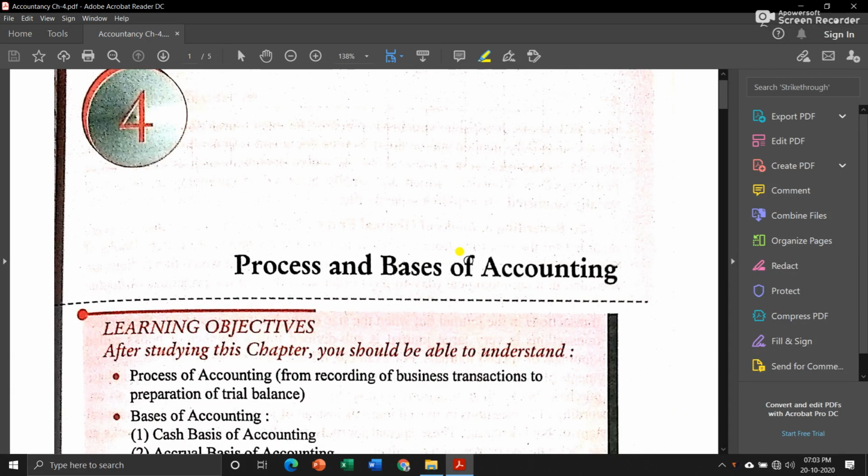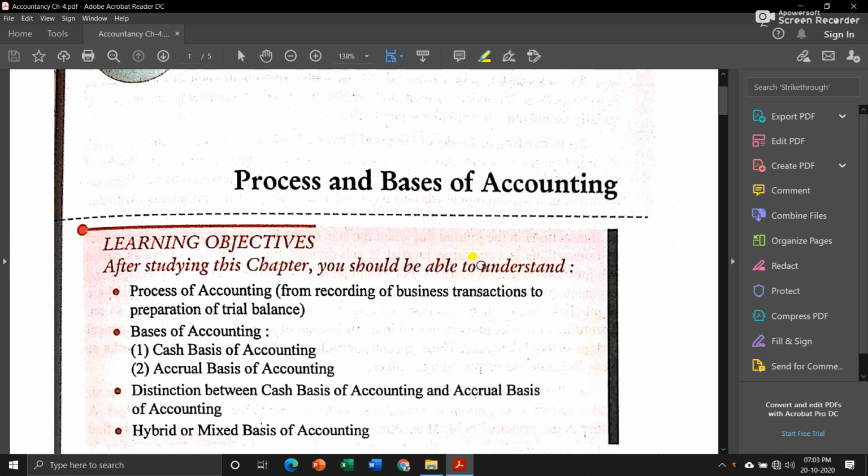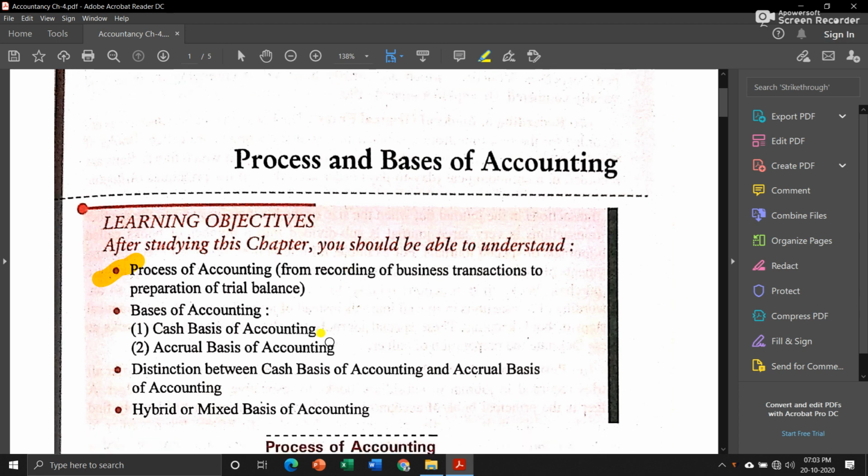Hello everyone, in today's session we will be discussing chapter 4, that is process and basis of accounting. Now in this chapter there are two main topics that we will discuss today. That is, first is the process of accounting, means what we will be doing practically in this subject, and next is basis of accounting. There are actually three bases of accounting. The most important are cash basis and accrual basis, and third one is hybrid or mixed basis of accounting.